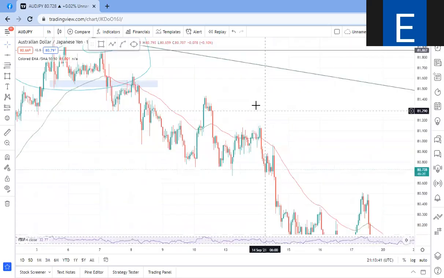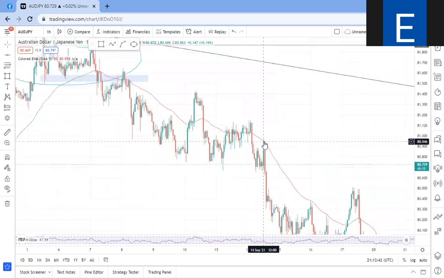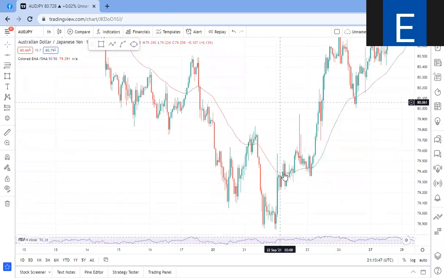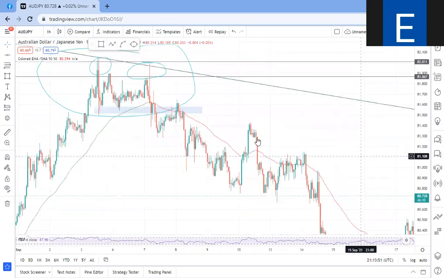As you can see here, price was retesting this trend line. Price continuously went down. You can see how price broke above it and then continued buying. So I just use this as a confluence.